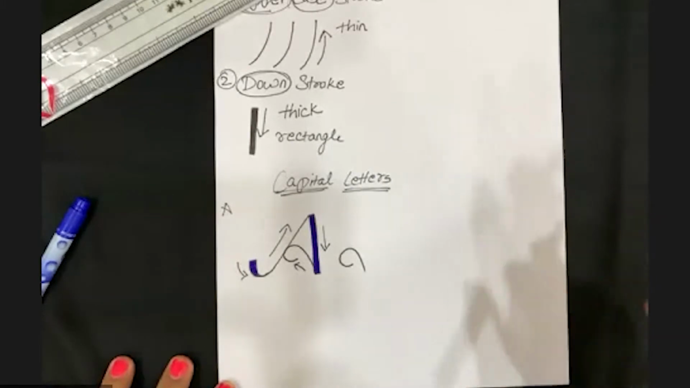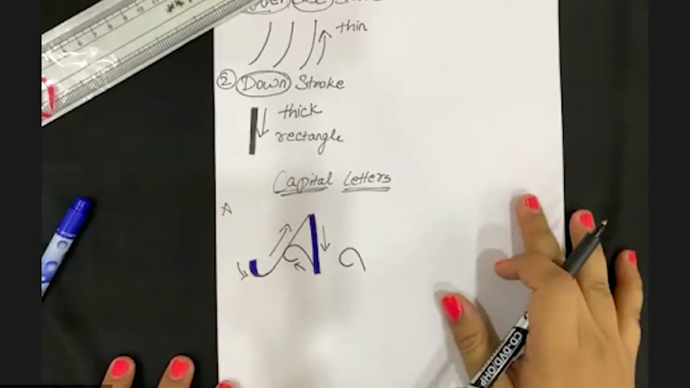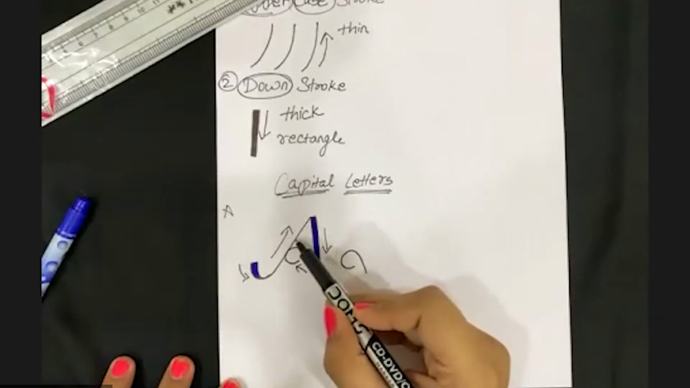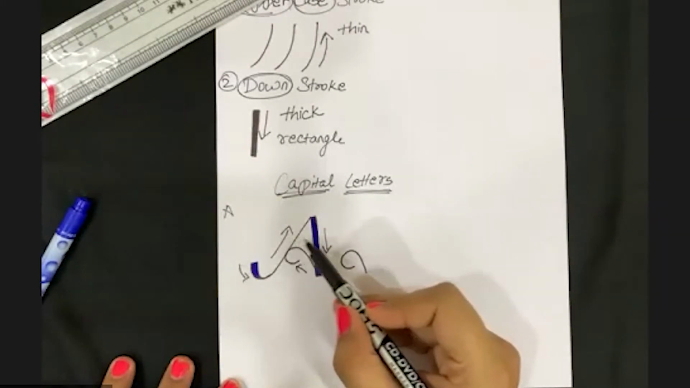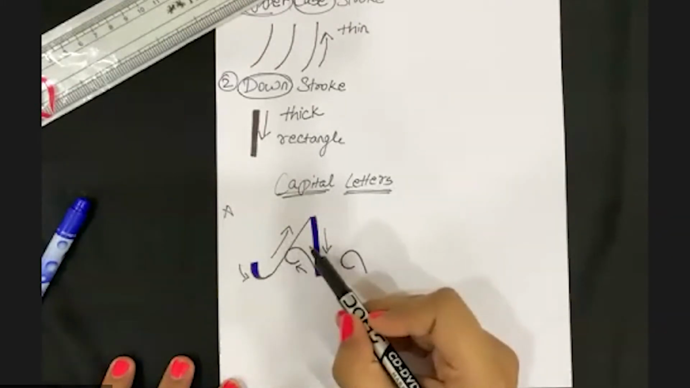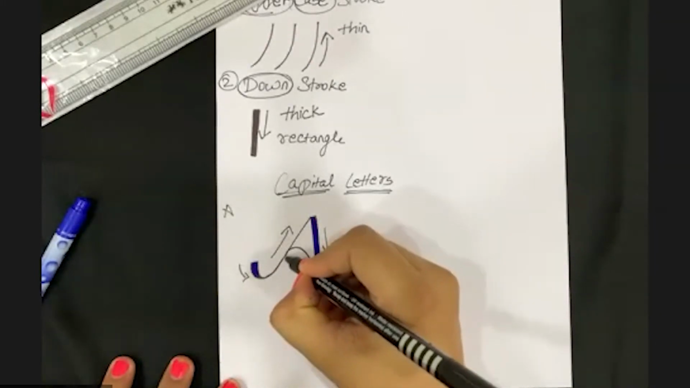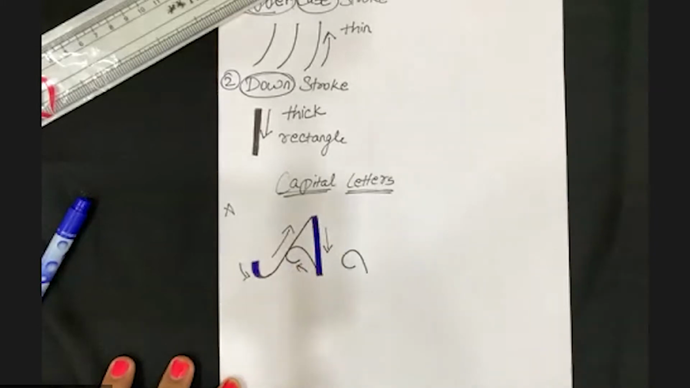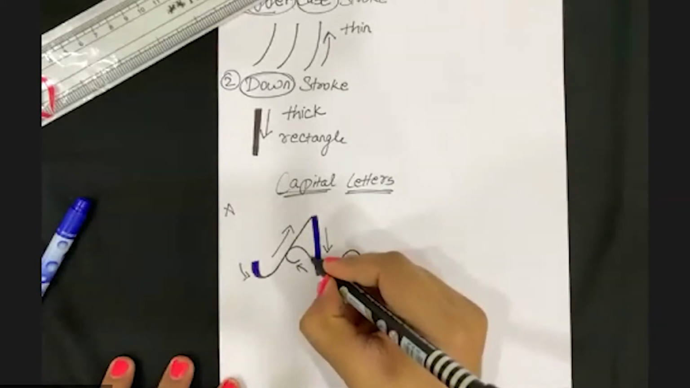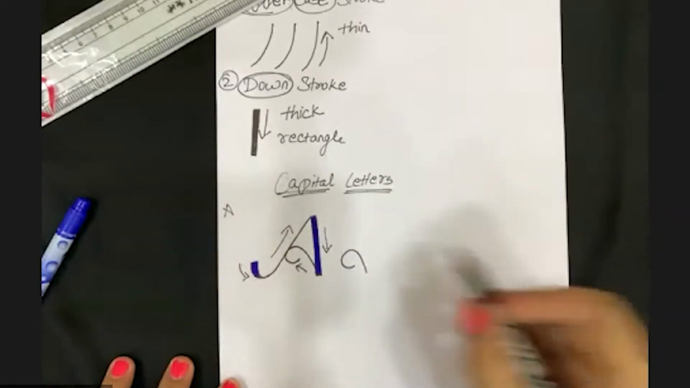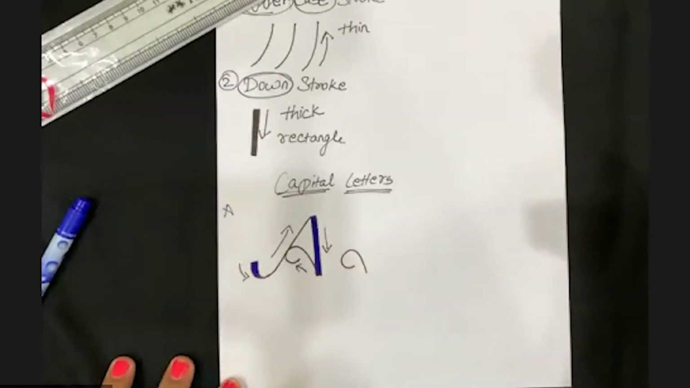And look, here is a small tip. Come on, everybody, look here, listen to me. If you feel that your thin stroke is way too thin compared to your thick downstroke, then you just have to overlap your thin stroke once again. If you find that your thin stroke is way too thin and not visible, overlap it.